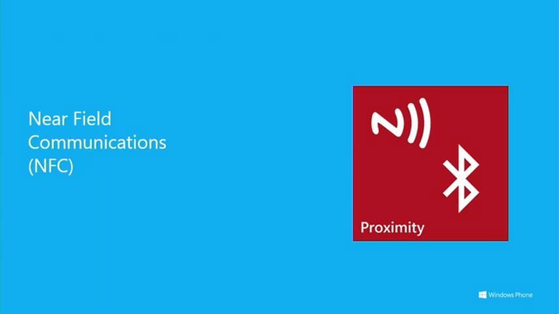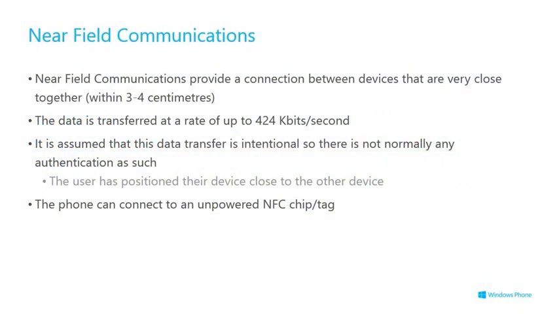Now we're going to talk about NFC. So NFC, this is within 3 to 4 centimeters. So this is the tap to connect. You have to have the devices proximate. It needs to be close to each other. There's a theoretical data rate of up to 424 kilobits per second. Yeah, we know about those theoretical data rates. A practical one of a fraction of that, frankly. And it is assumed that this is intentional.